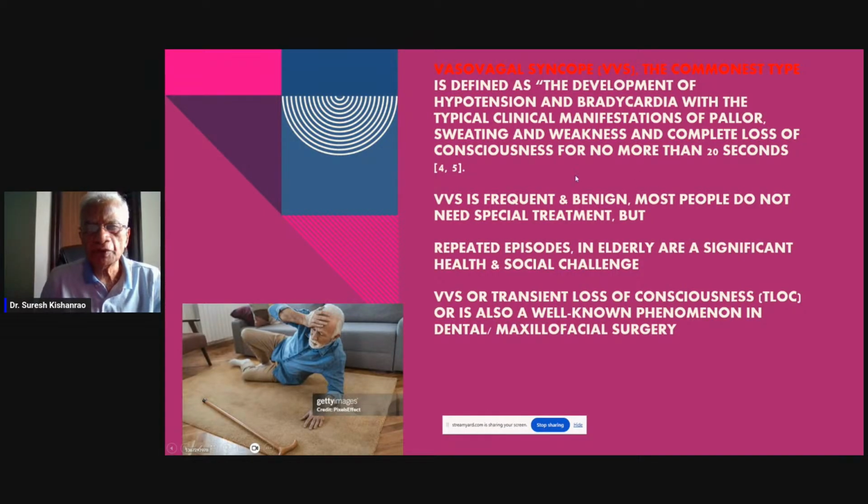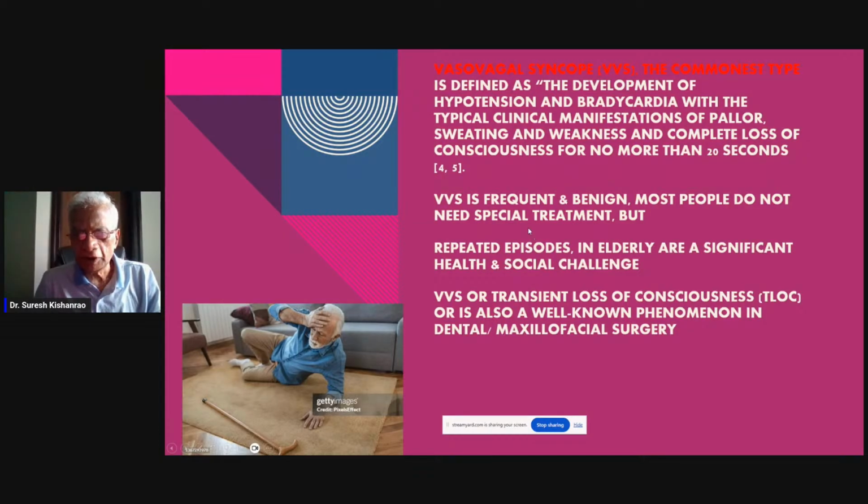Now talk of vasovagal. The basic definition here is development of hypotension and bradycardia with typical clinical manifestation of pallor, sweating, and weakness, and complete loss of consciousness for not more than 20 seconds. Please note, if somebody is unconscious for more than half a minute, then it is not syncope.